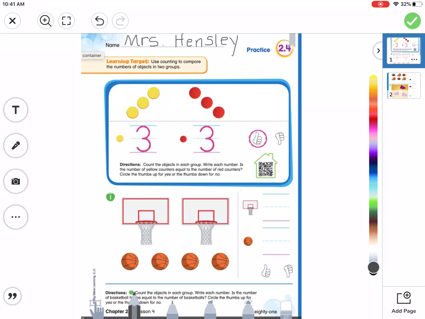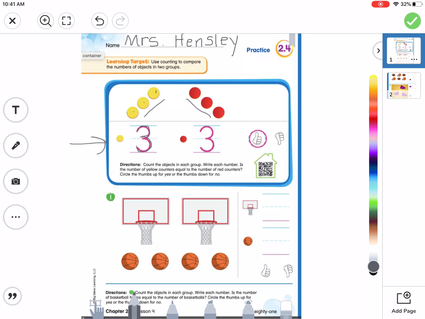Okay, let's look here. I'll just use the same color pencil that you are. We're using kind of a gray color. Let's look at this example problem right here. There are 3 yellow chips or counters, and there are 3 red chips or counters. It says count the objects in each group. Write each number. Okay, so let's count them. 1, 2, 3. So let's trace the 3. Trace over the 3 using your pencil.